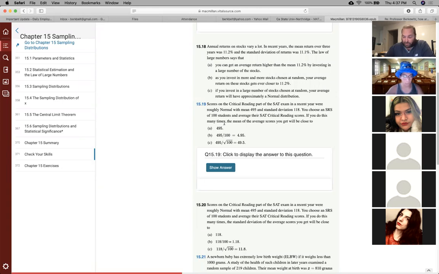Here, what is the sample size? 100. 100, which is way more than 30. Enough that even if I did not know that the original one was normal, I can certainly assume that the sample distribution is normal. So it's normal. What's the mean?